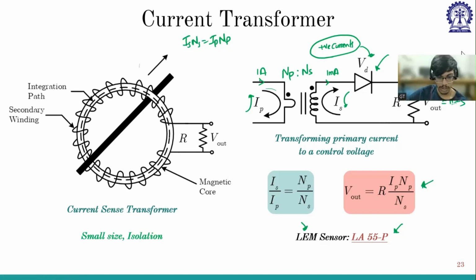Why are we going for isolation? Because whenever we put a transformer, it will isolate this circuit from this circuit. So there will be protection, and I can step down accordingly as well. So the main intention is isolation. And yeah, so let me open this data sheet.